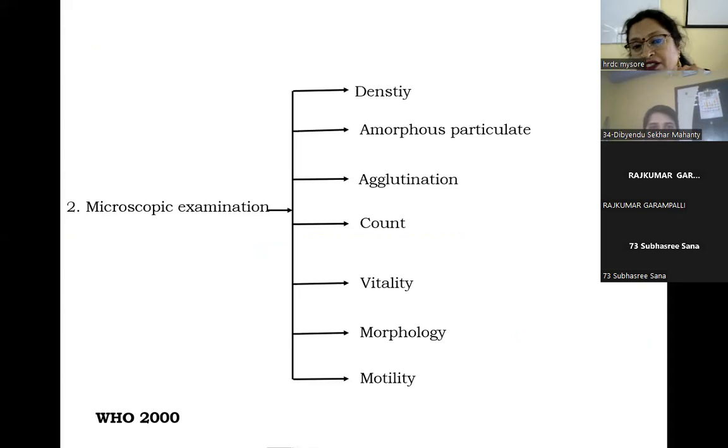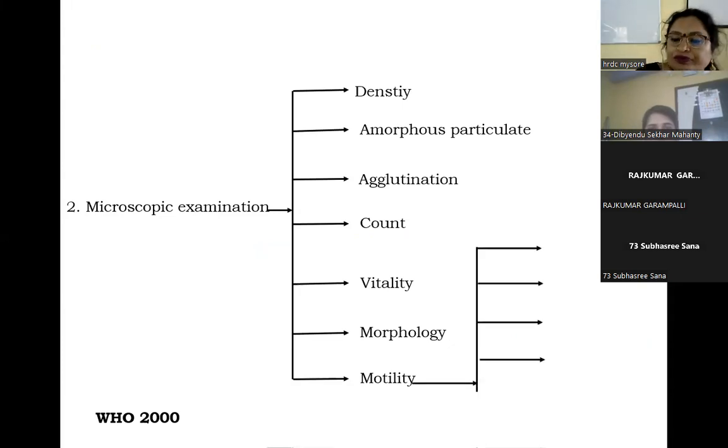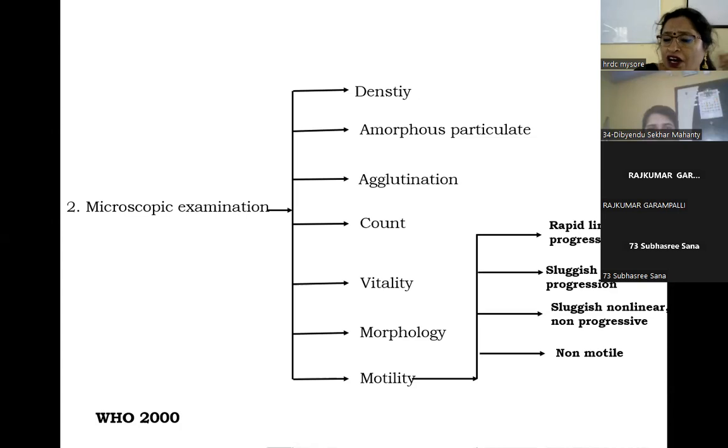In the microscope, we can observe the density of the spermatozoa, amorphous particles, and agglutination. Sometimes they agglutinate, and they are not normal spermatozoa. We look at count, vitality, morphology, and motility. In motility, we see how they move: rapid linear, sluggish linear, or non-motile. So different grades will be there, and based on that we can decide which are non-motile and which are motile spermatozoa.